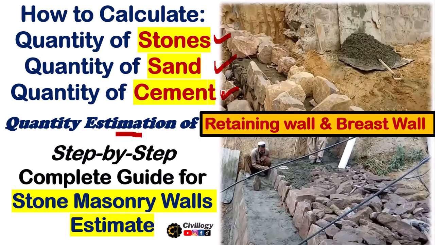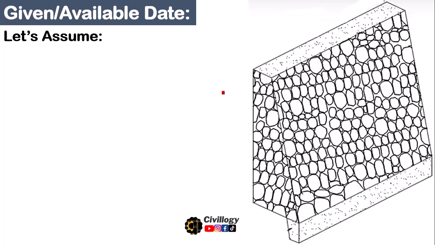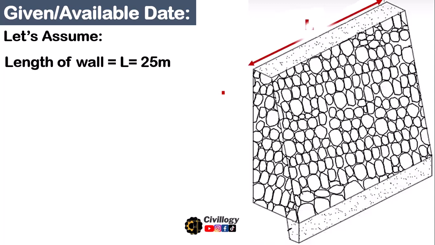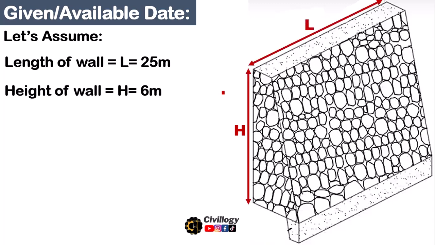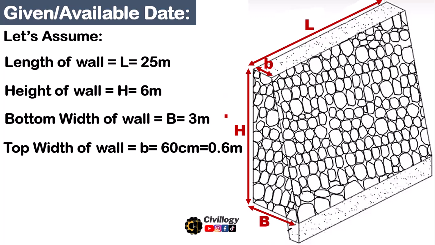So let's get started. First of all, let's have a look at the given or available data. Let's assume a scenario where we have a retaining wall whose length is 25 meters, the height is 6 meters, the bottom width is 3 meters, and the top width, which is represented by small b, is 60 centimeters, or you can say 0.6 meter. So this is the scenario.